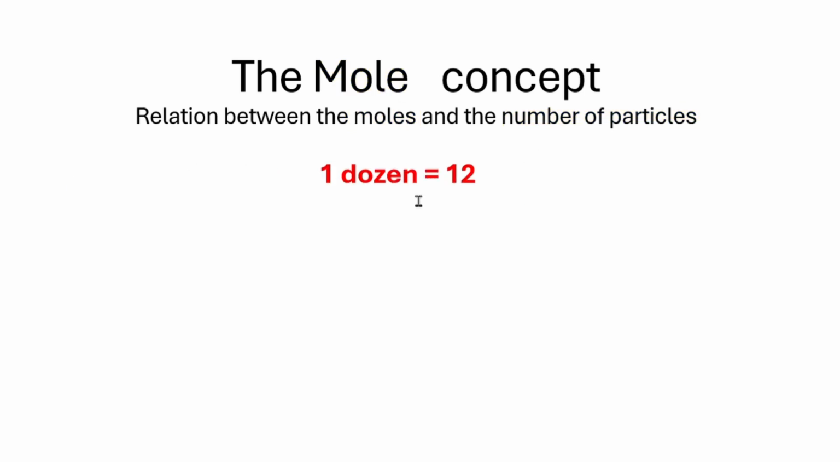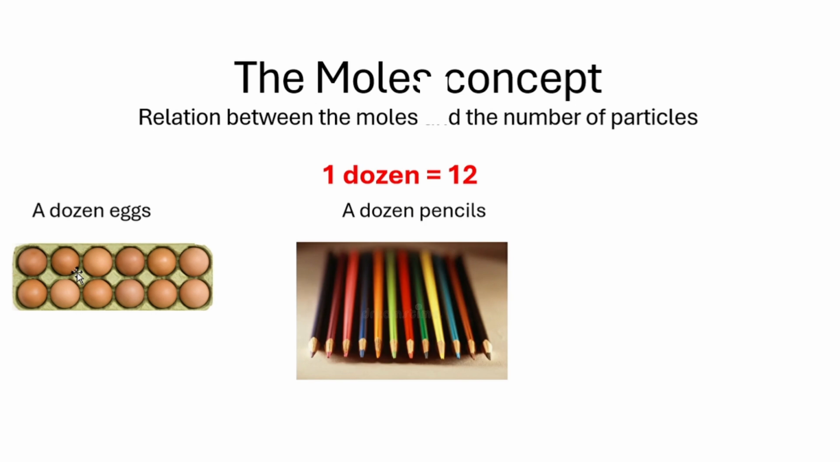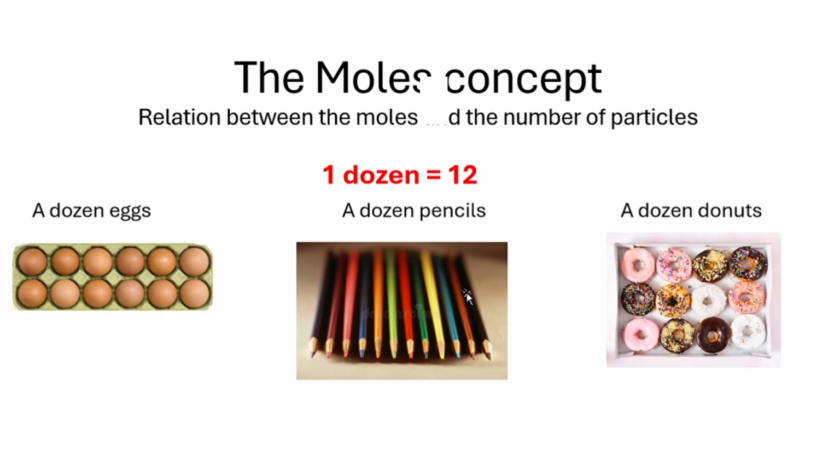Now, 1 dozen is always equal to 12 in number. It doesn't matter how big or small the size of the substance is. It just means that a dozen is equal to 12. A dozen eggs means the number of eggs is 12. A dozen pencils means the number of pencils is 12. Or a dozen donuts means there are 12 donuts.